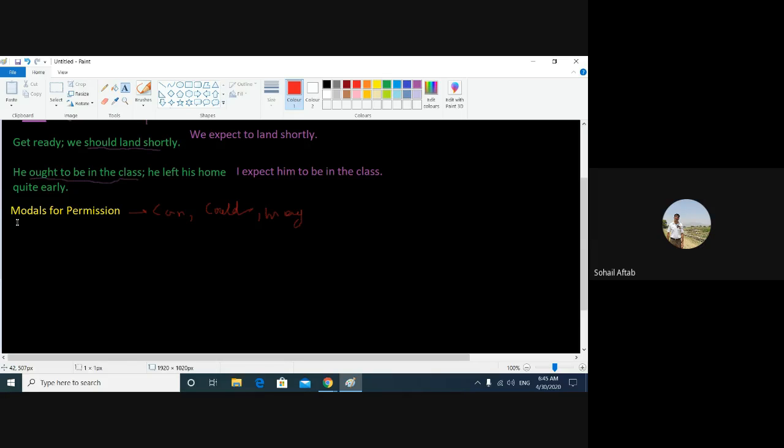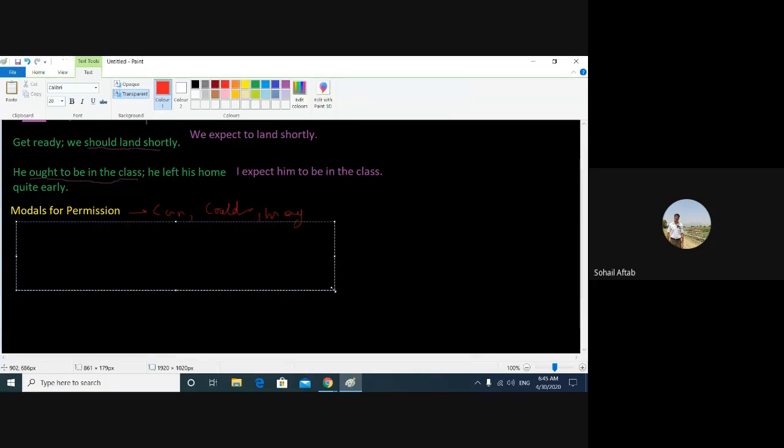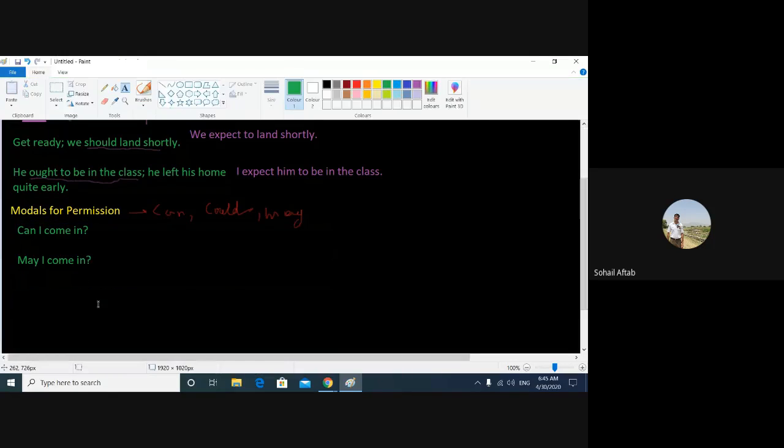And then there is a very interesting difference between can and may. Can and may, for permission. Can I come in? And then you have may I come in. Now, there is a difference between can and may.